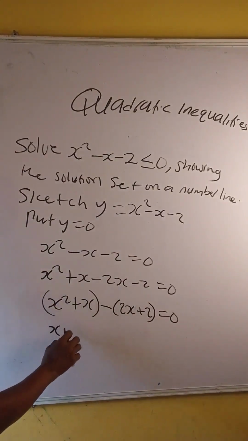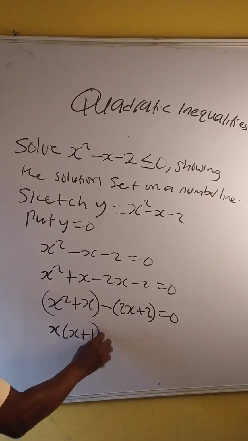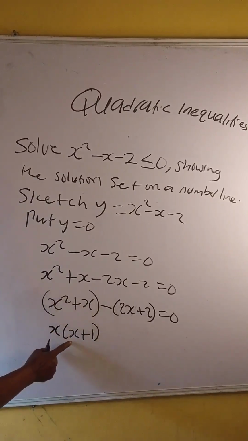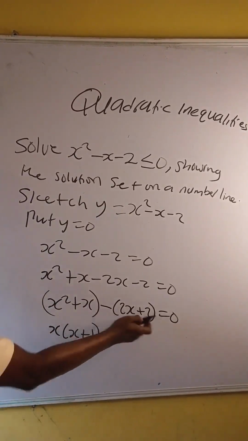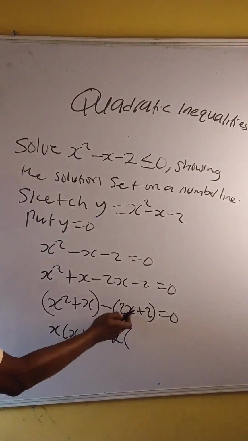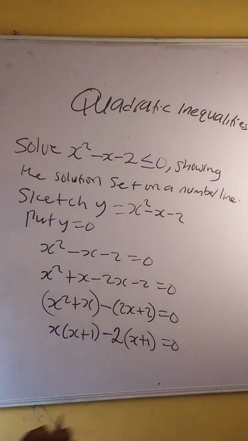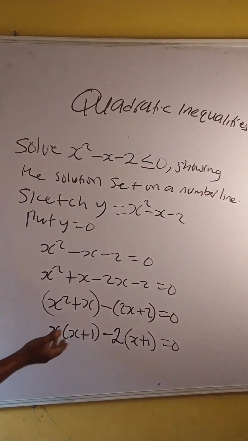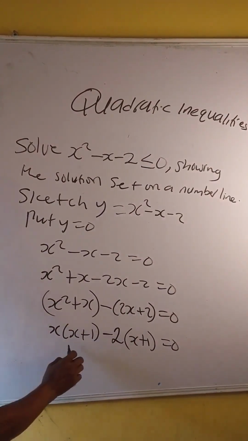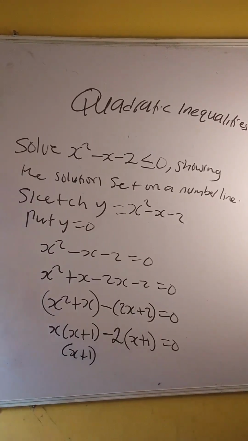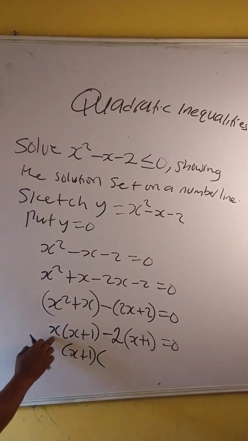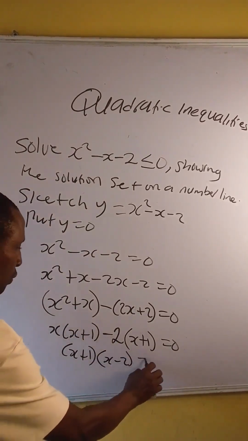Let us factorize this now. Factor out x, you have x plus 1. If x divides this, you have x left. X divides this, you have 1 left. Minus, bring out the 2. 2 is common. 2 divides this, you have x. 2 divides this, you have plus 1 equals 0. What do we do from here? You factor again. You have x plus 1 as a factor. This and this, you pick up 1. What do we have left? You have x minus 2 equals 0.